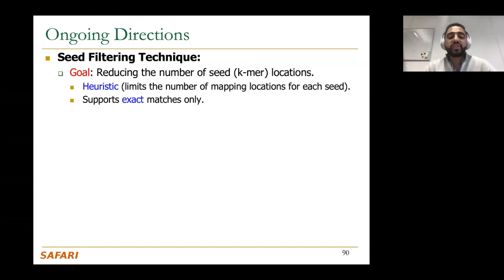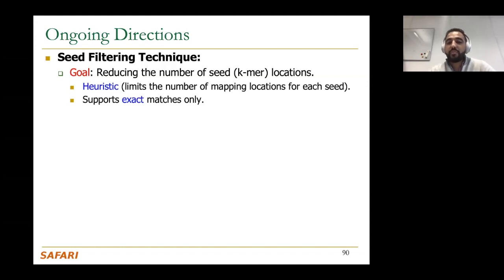So we start with the first direction, accelerating the indexing step, which we call seed filtering technique. In seed filtering, as I mentioned, we are not aiming to accelerate building the index itself because it's done once, but we are going to reduce the number of seeds that are stored in the hash table. And definitely we are using heuristics here. These heuristics limit the number of mapping locations for each seed, and they basically support only exact matches.